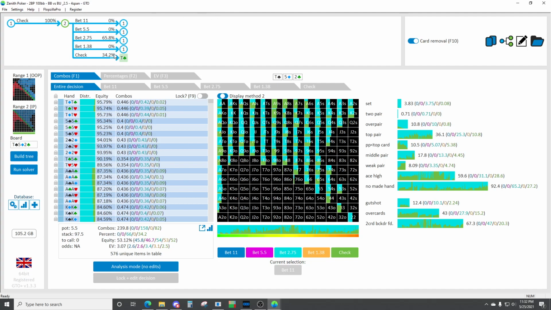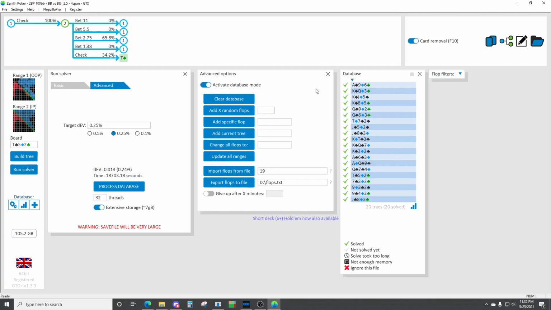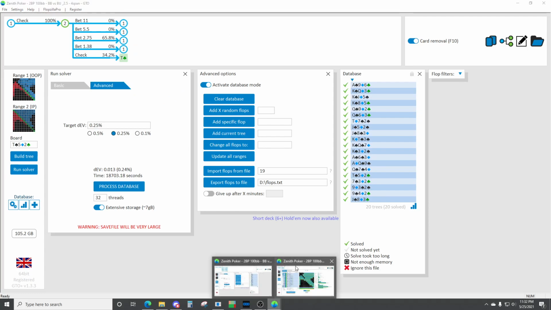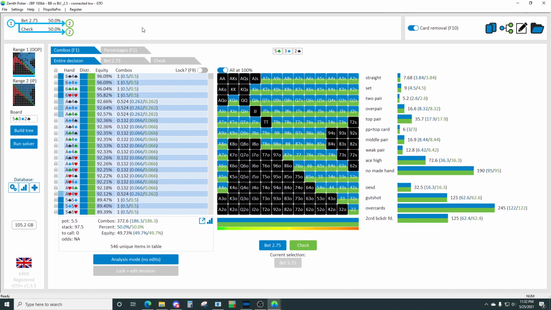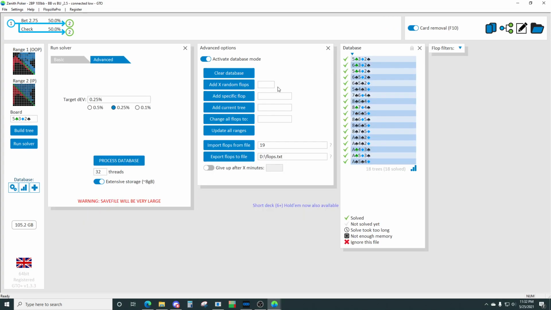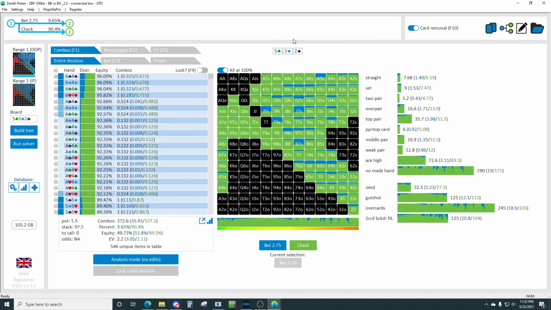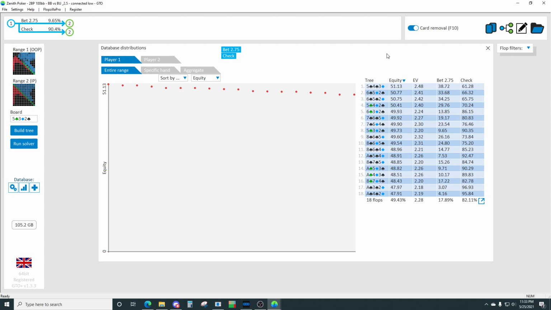Okay, so yeah, and this is going to vary on board type. On, let's see, this is the connected low database. I'm just kind of giving you guys a general overview, and then we can dive into some boards. So on 5-3-deuce, the board's going to be better for the out of position player, relatively, right? Because there are very few boards that the big blind caller is going to have an advantage on. Like 5-4-3 is probably the best one.